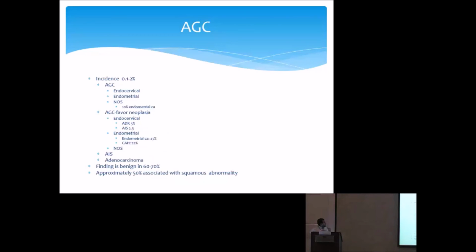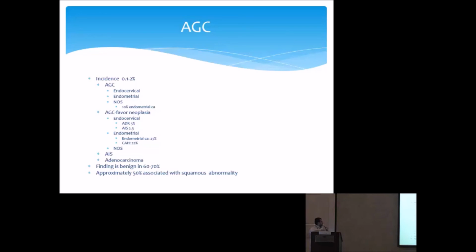The last category is the atypical glandular cells. So the incidence is 0.1 to 2%, and it varies based on the age that you're examining. The atypical glandular cells can be endocervical, endometrial, or not otherwise specified. There's a risk of 10% of endometrial CA. Those who would favor neoplasia could be endocervical, and the risk underlying of adenocarcinoma is 5%. Adenocarcinoma in situ is 2.5%.